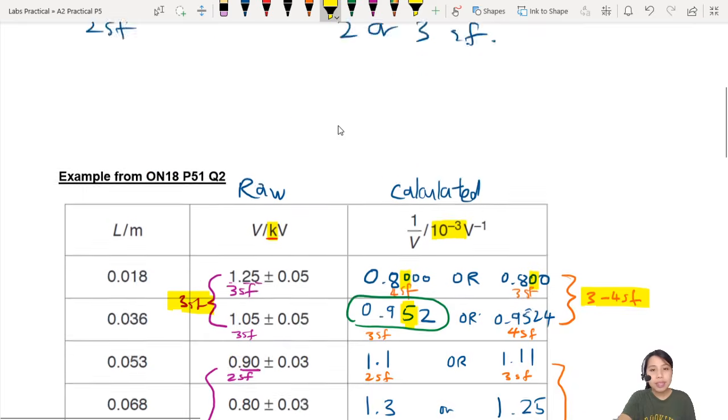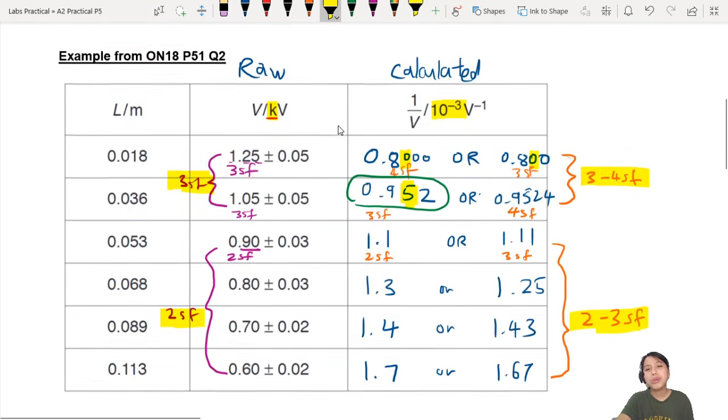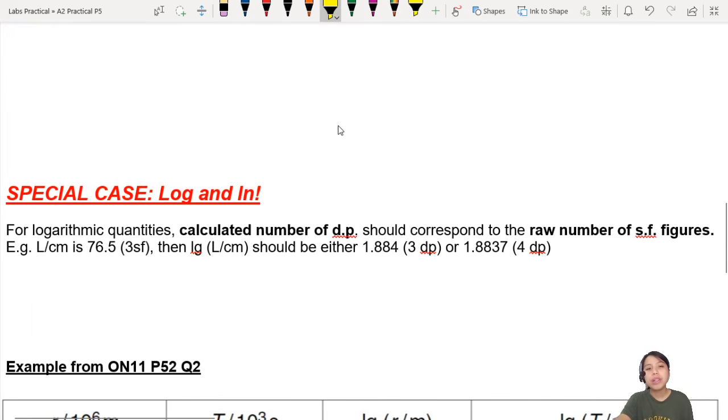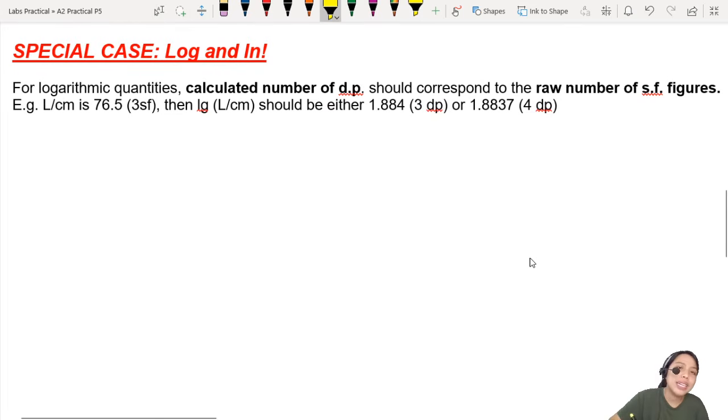Okay, so that is the first idea of raw to calculated, just like paper 3. Now let's go to the special case. The special case appears when you have what we call log and ln numbers. Now this log and ln is actually a function that appears a lot in A2.